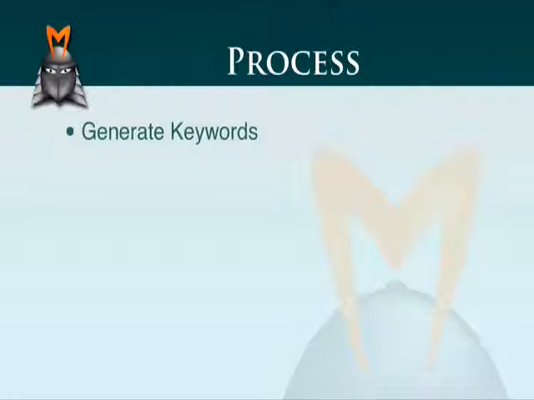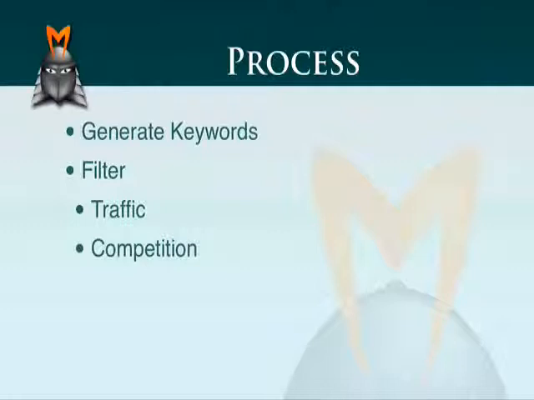Firstly, we need to generate a number of keywords that we can use as our working base. Secondly, we need to start filtering those keywords on criteria that are important to us. Common filtering criteria that we need to look at are traffic. Clearly, if we're building web pages to attract people to our website, we need a minimum amount of traffic. We've also got competition. We don't want to go after keywords that are overly competitive.